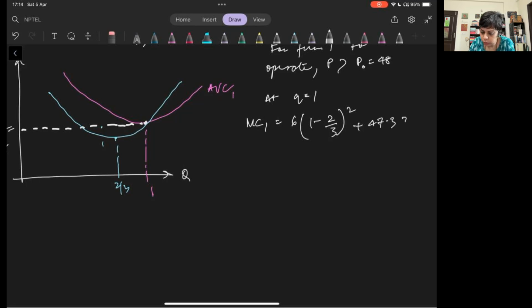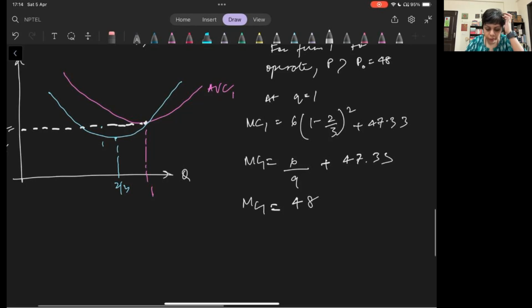So this comes out to be exactly equal to 48, which is why I modified the diagram.